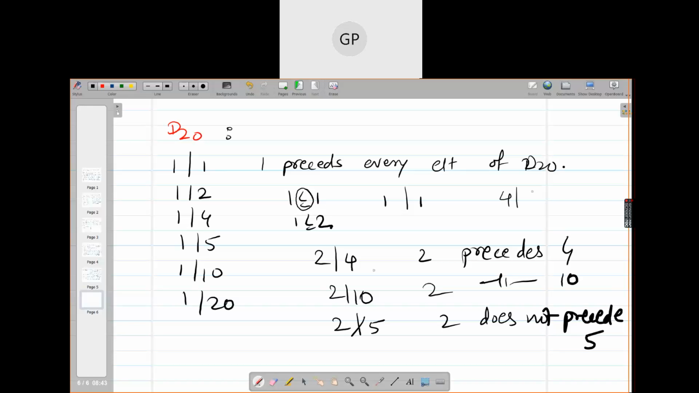When you write 4 divides 20, then 4 precedes 20. Okay. Now let us see a very important concept: cover.